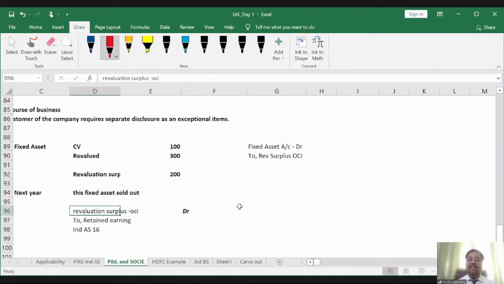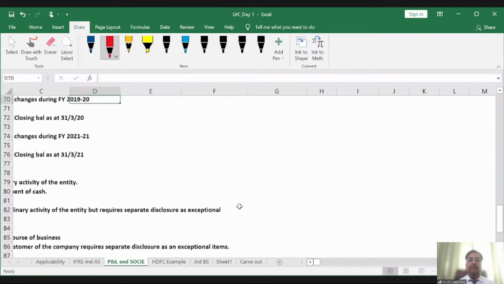So Ind AS 16 says that it will not be reclassified to P&L. So where will it go? It will go from revaluation surplus OCI, which will be debited, and the retained earning will be credited as per Ind AS 16. So this is a direct balance sheet to balance sheet settlement. Whatever number was there in OCI, it will go to retained earning.